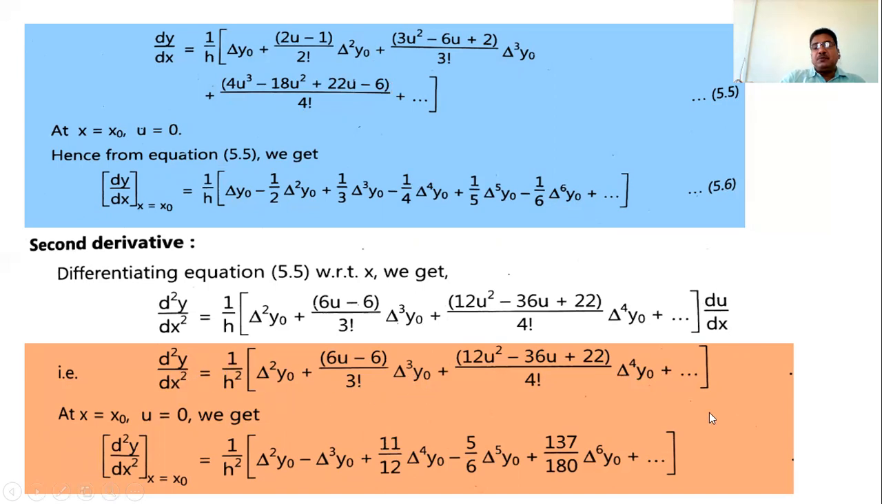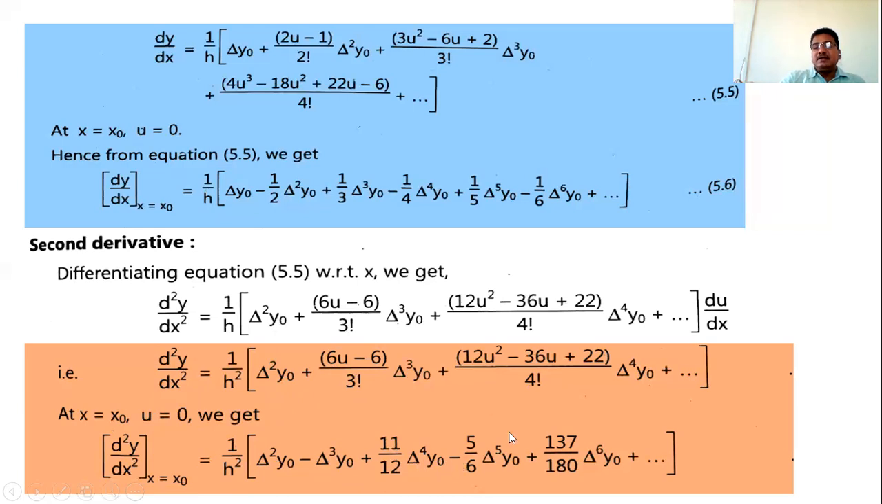And at the first point, that is d square y by dx square at x naught. So at x naught, x is equal to x naught, then u is 0, and then d square y by dx square is what? At x is equal to x naught, 1 by h square, this quantity delta square y naught minus, substitute u at 0. So minus 6 by 6 is minus delta cube y naught. This is the 22 by this 4 factorial, that is 11 by 12 delta raised to 4 y naught.